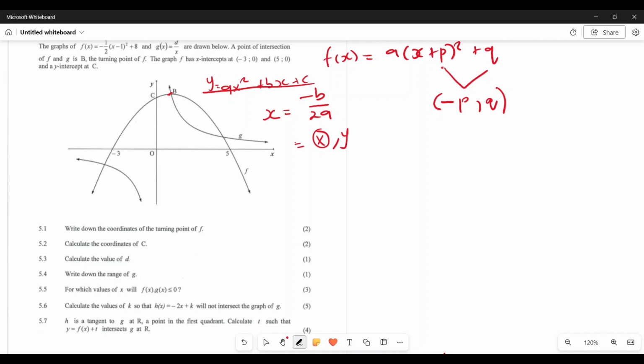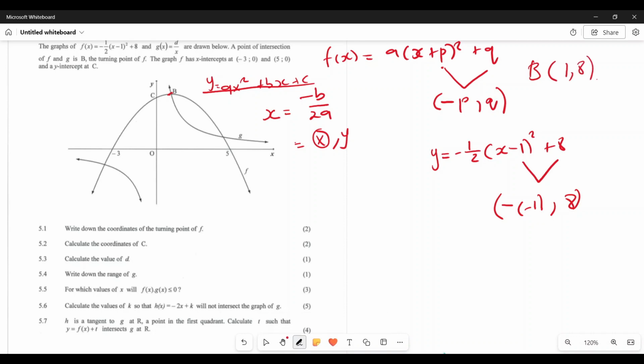But for this example, we have a parabola whose equation is -1/2 (x - 1) squared plus 8. And to determine the turning point, we said we need to take our value of p multiplied by -1. So our value of p, it's -1, and our value of q, it's 8. So the coordinates of our turning point, which is at point B, would be (1; 8).